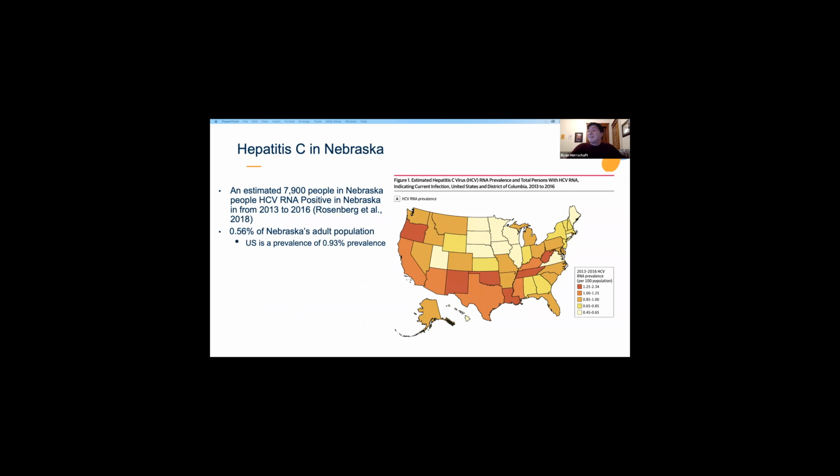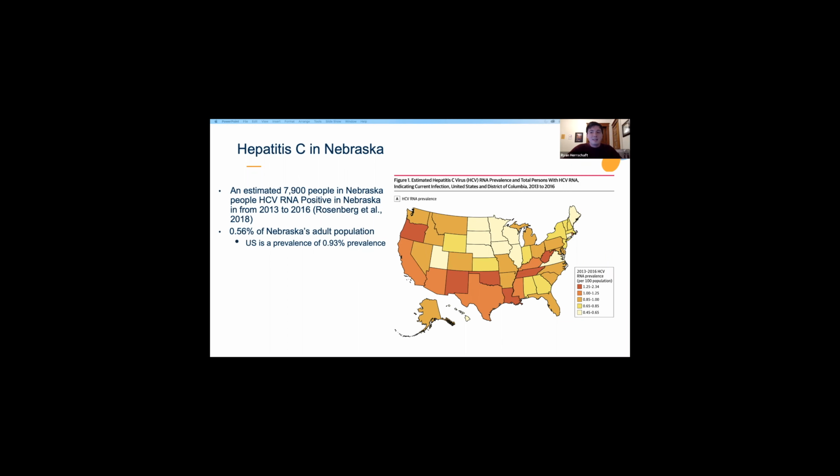So, hepatitis C in Nebraska. There's some good news in that hepatitis C seems less common among Nebraska's adult population than the US population as a whole, right? It's estimated that about 0.56% of Nebraska's adult population has been exposed to hepatitis C versus about 1% of the US population as a whole. So that is good. That suggests that prevalence is low.